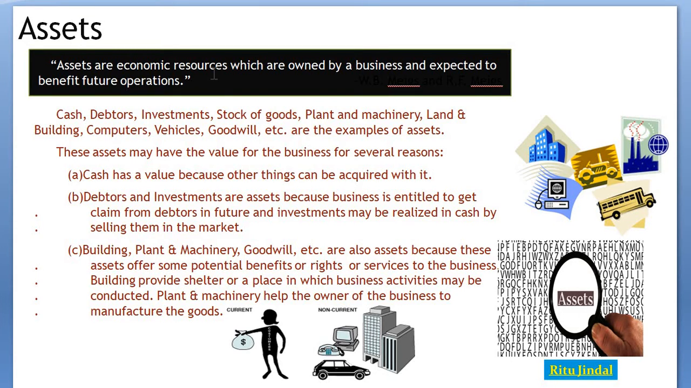Assets are economic resources which are owned by a business and expected to benefit future operations. Assets may be economic resources. Economic resources means which have money value. The things which have money value are known as assets, means which can be sold by the business organizations, owned by the business, means property of the business and expected to benefit future operations, which are used by the business organization and which give benefits for the future activities of the business.